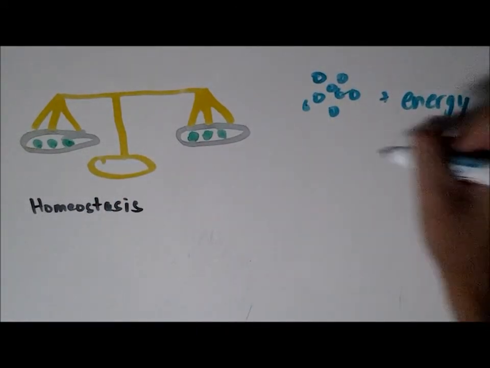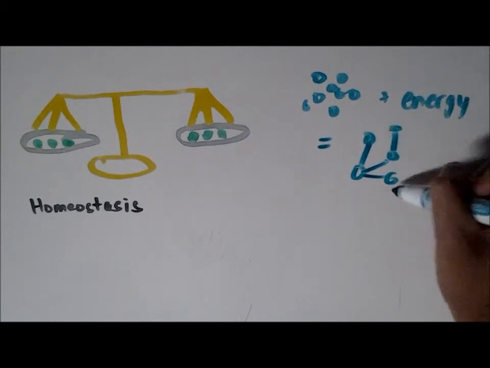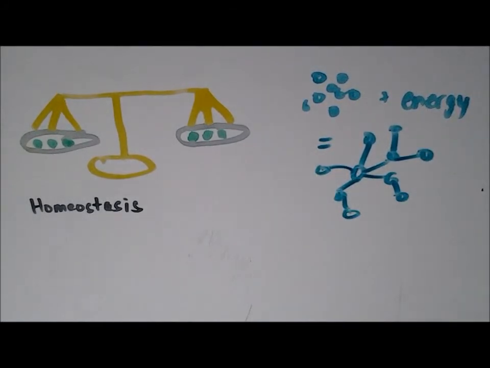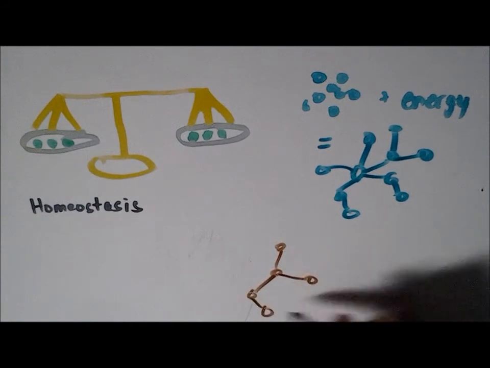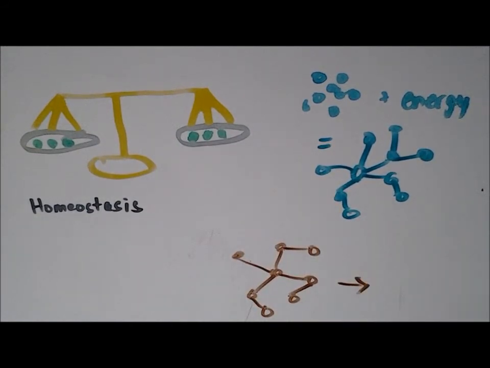Our bodies organize the process of homeostasis into pathways. Anabolic reactions is the synthesis of complex molecules from simple ones. Catabolic is just the opposite. Complex molecules breaking down into simple ones.